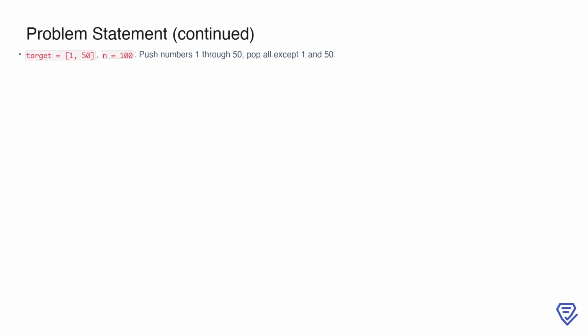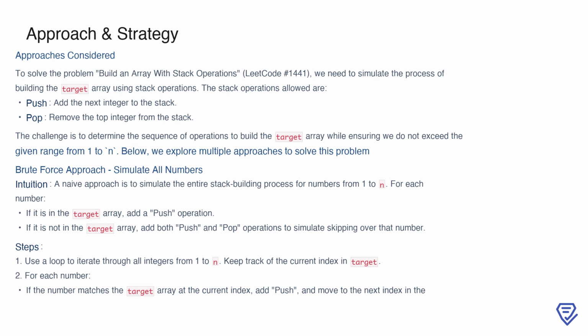To solve the problem build an array with stack operations, we need to simulate the process of constructing the target array using a series of stack operations. The operations available are push, which adds the next integer to the stack, and pop, which removes the top integer from the stack. The goal is to determine the precise sequence of these operations to construct the target array without exceeding the range of numbers from 1 to n.